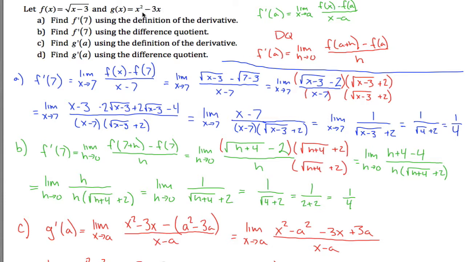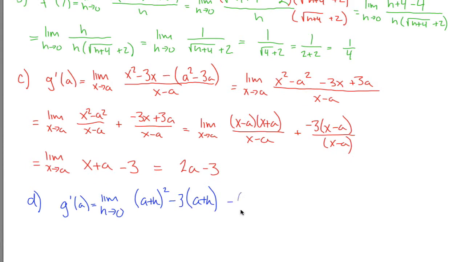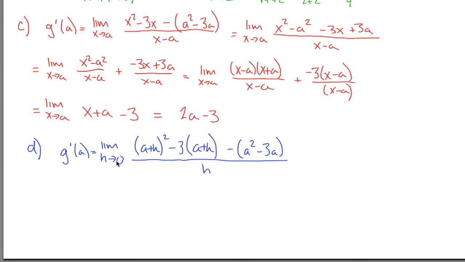Well, here's g of x. G of a would just be change all the x's into a's, subtract a squared minus 3a. Divide that entire thing by h. What a mess. Okay, so again, you try changing all the h's into zeros and it fails. You get 0 over 0.